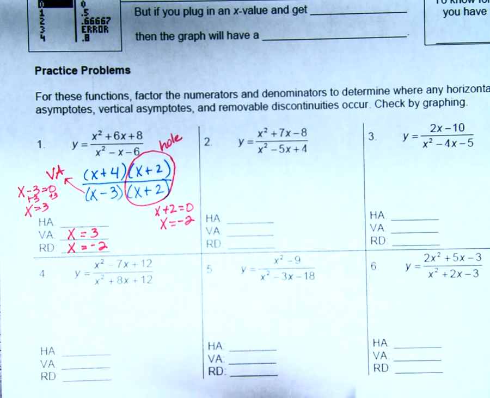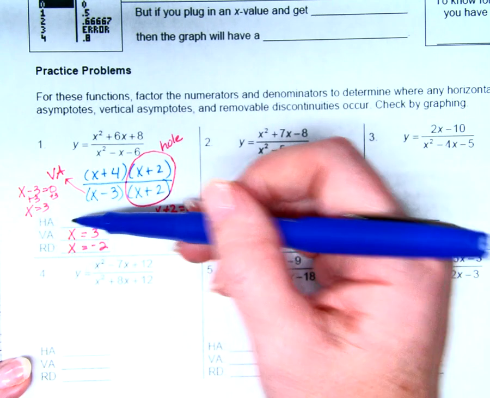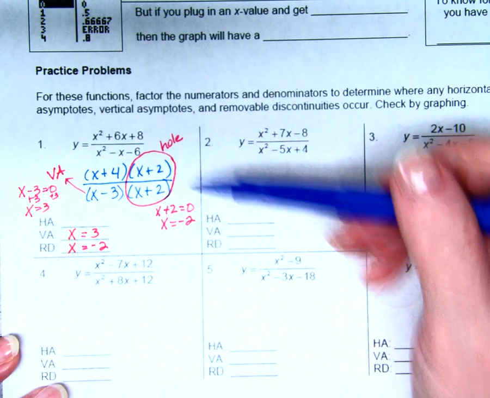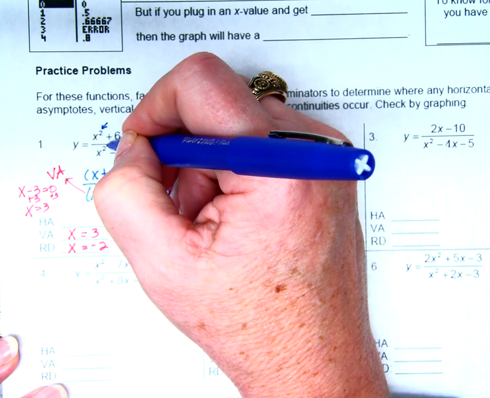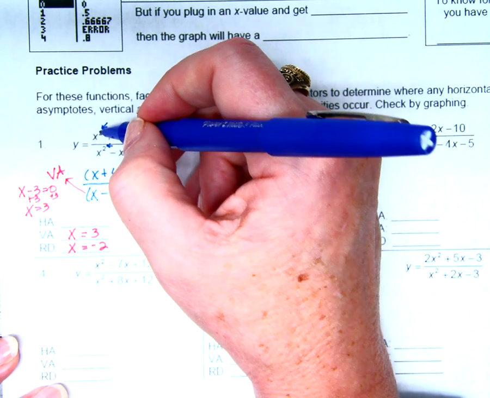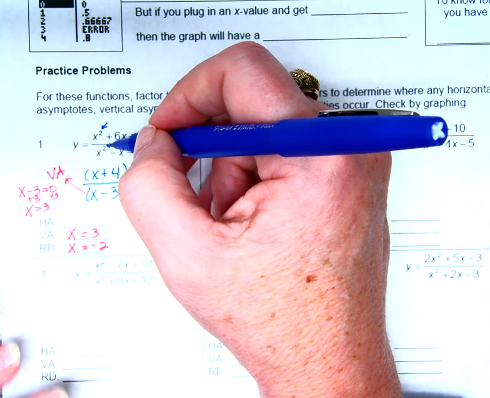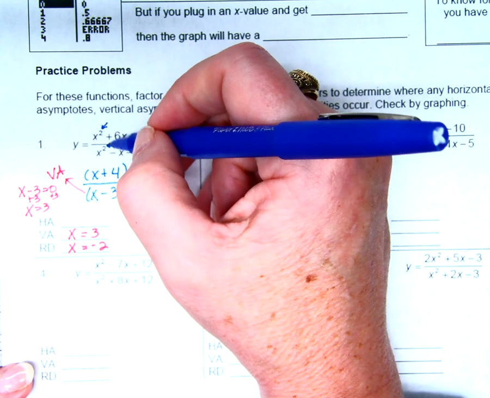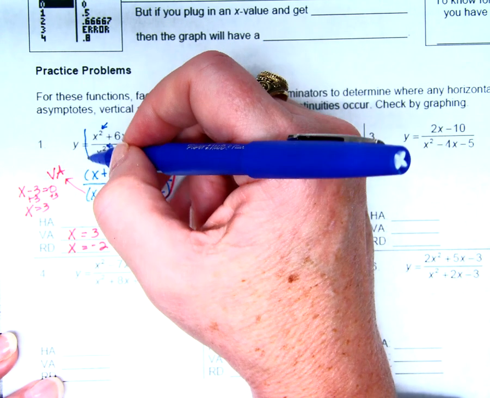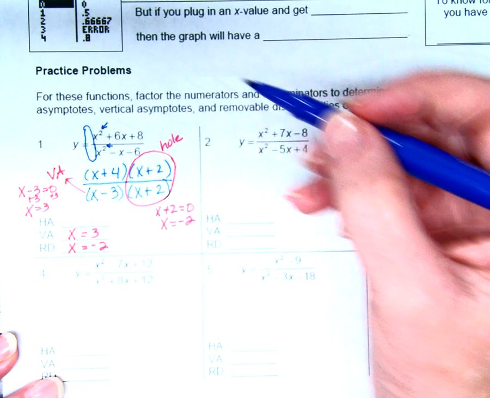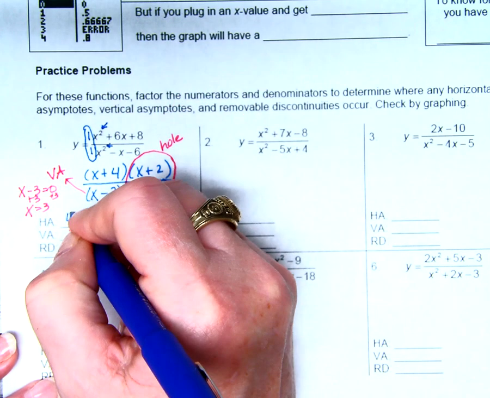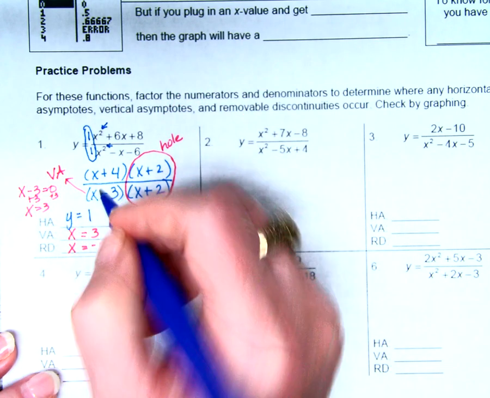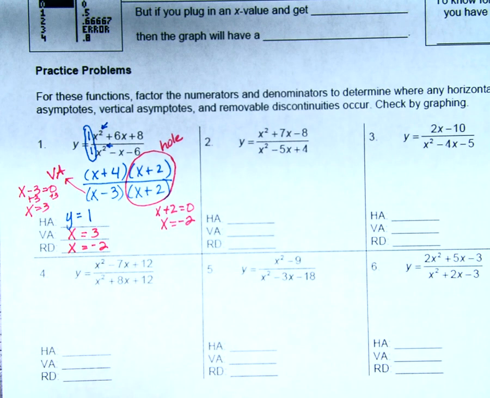Okay? The last thing it's asking for is the horizontal asymptote. So here is where I look at the degree. The degree of the numerator is 2. The degree of the denominator is 2. So I know that the degrees are the same. So I look here at the leading coefficients. The leading coefficients are 1 and 1. So y equals 1 over 1, or y equals 1.